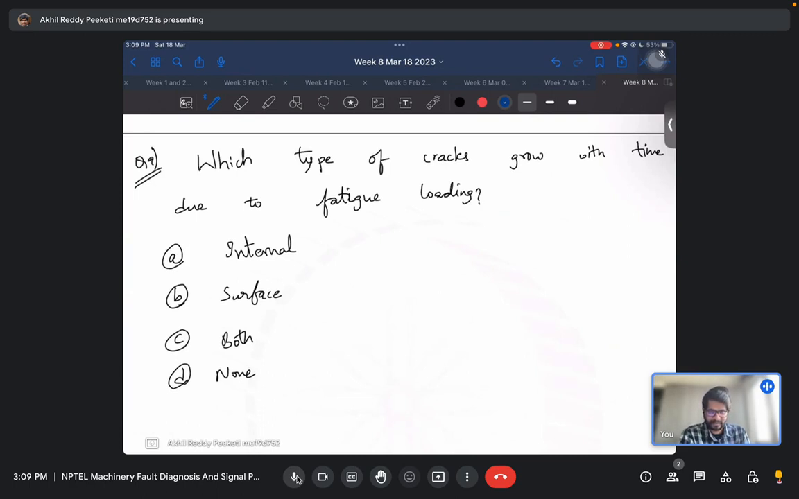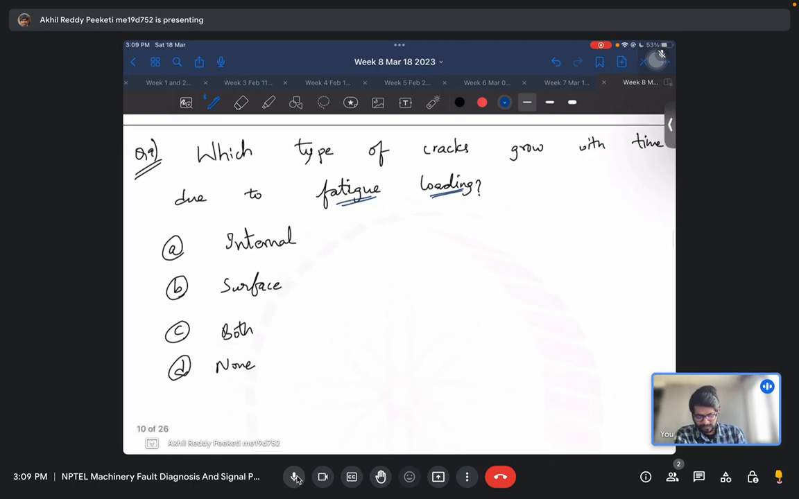Next we look at the cracks in shafts. So what are the types of cracks that grow with time due to fatigue loading? Because of fatigue loading, as you keep the shaft in the working conditions for a long time, for years and years, certain types of cracks actually grow with time. And what are they? Are they internal cracks or surface cracks or both of them or none? Actually, surface cracks grow with time.